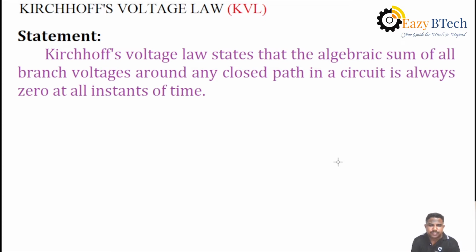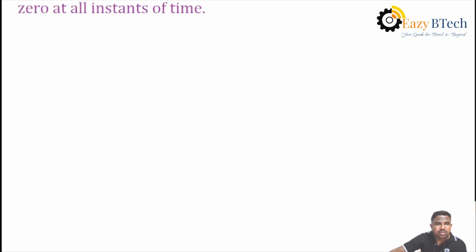What is the statement? It states that the algebraic sum of the voltages in any closed path is zero. That means the total voltage in any loop or in any closed path is zero. That is KVL. For example, we can verify that statement.